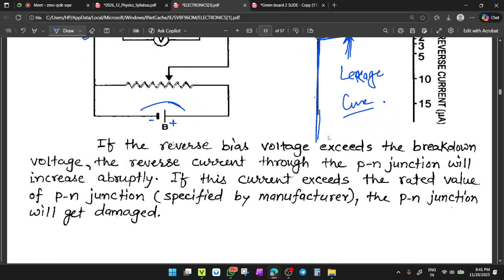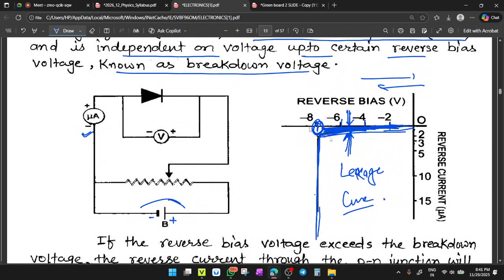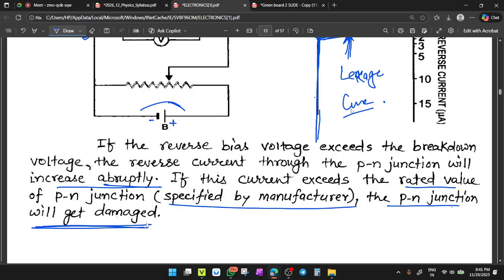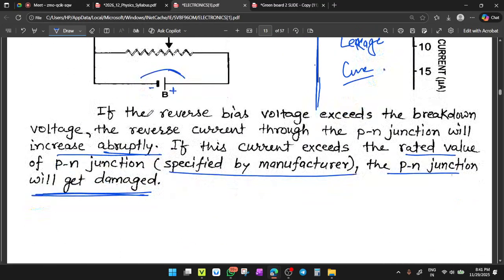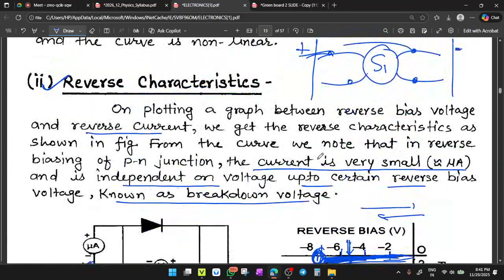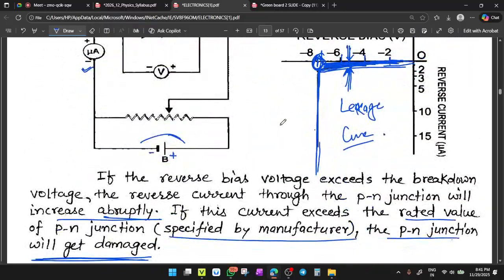But if the reverse bias voltage exceeds the breakdown voltage, after the breakdown voltage, the reverse current through the PN junction will increase abruptly, suddenly. If the current exceeds the rated value of the PN junction specified by the manufacturer, the PN junction will get damaged. Okay. So current increases here and the PN junction may be damaged. So this is called the characteristics of the PN junction diode in reverse biasing.